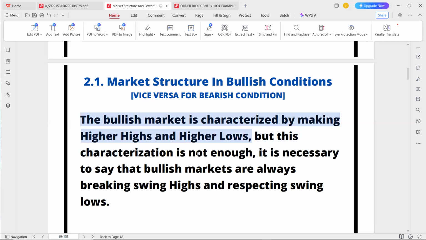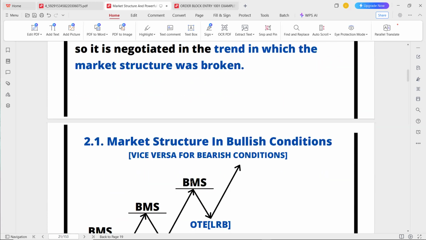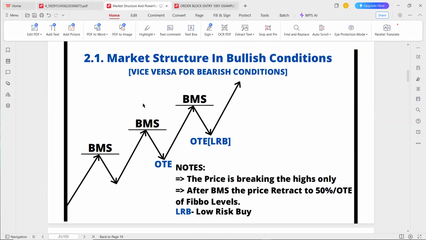But this characterization is not enough. It is necessary to say that bullish markets are always breaking swing highs and respecting the swing lows. The fact that the price has broken a swing high indicates higher prices should be expected. So it is negotiated in the trend in which the market structure was broken. Basically, this is an illustration of a bullish market structure.